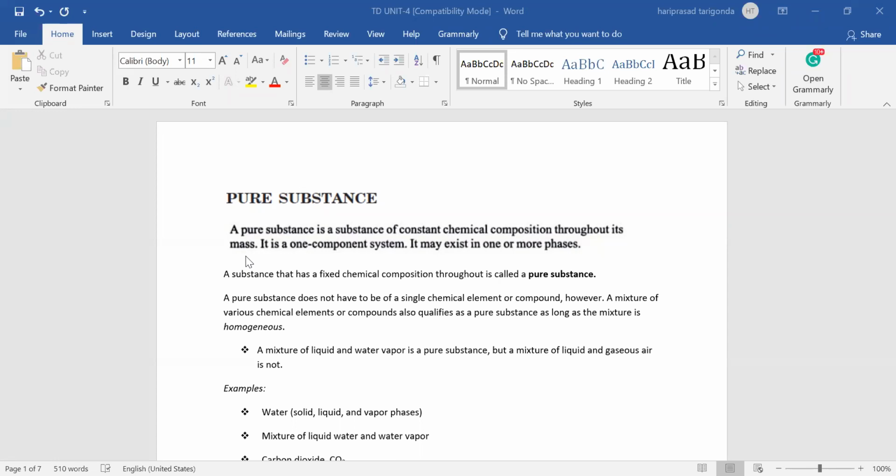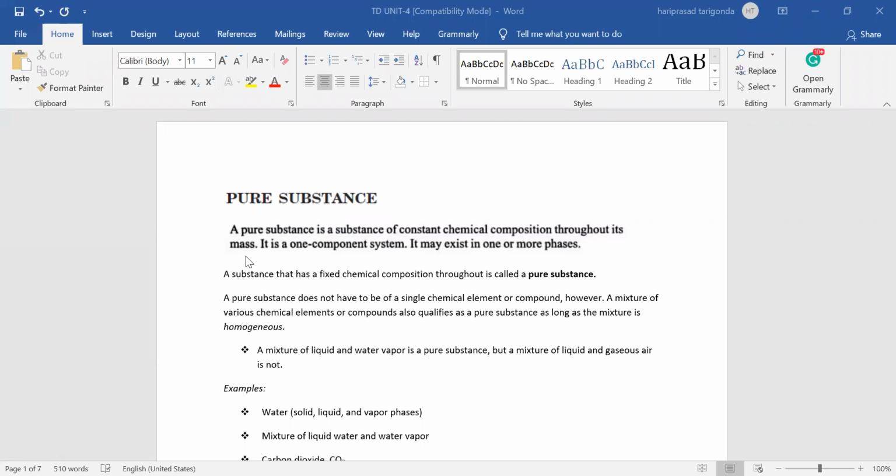It is a one component system. It may exist in one or more phases. There are three phases: solid, liquid, and vapor phase. So it can exist in any phase. A substance that has a fixed chemical composition throughout is called a pure substance. One more definition: a substance that has a fixed chemical composition throughout is called a pure substance.